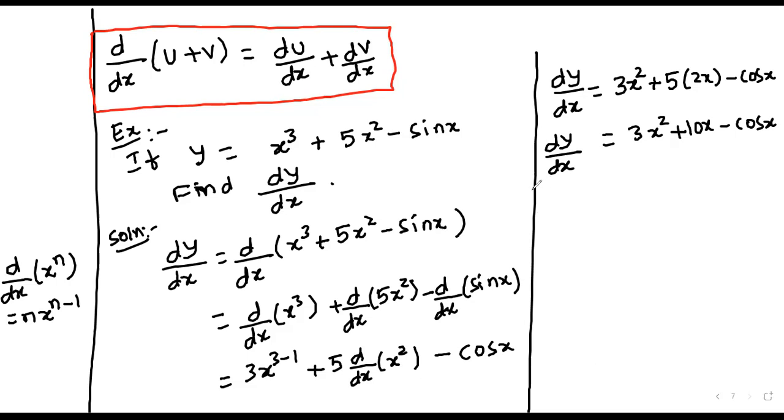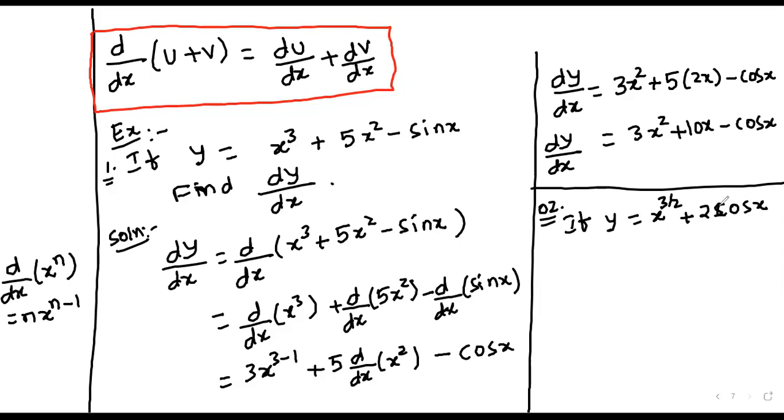Next, similarly, we'll consider another example. Example 2. If y is equal to x power 3 by 2 plus 2 cos x. Previously we considered sin x, now we'll consider 2 cos x. Here we have two functions only, so I can directly apply. Find dy by dx.